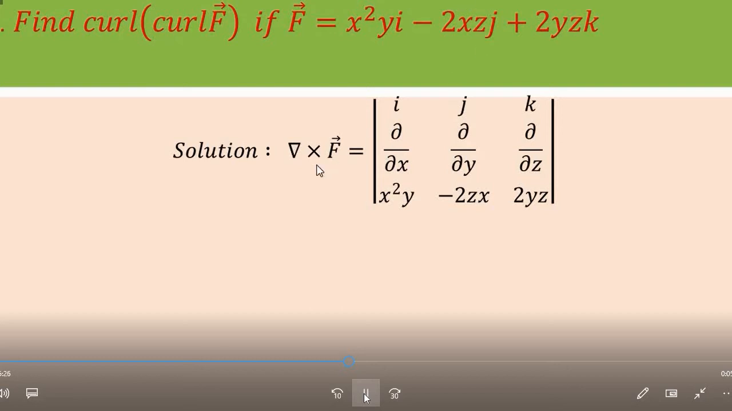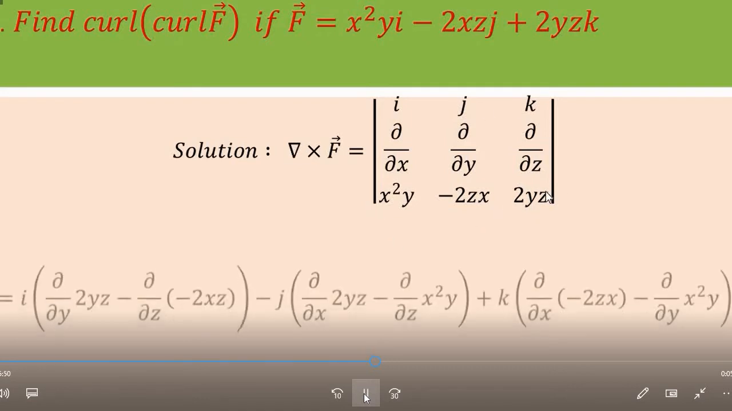So first let us recall the formula. Del cross f is equal to the determinant with rows i, j, k; dou by dou x, dou by dou y, dou by dou z; and the coefficients of i, j, k in the above vector are x square y, minus 2zx, 2yz respectively, and we have taken that in the third row.